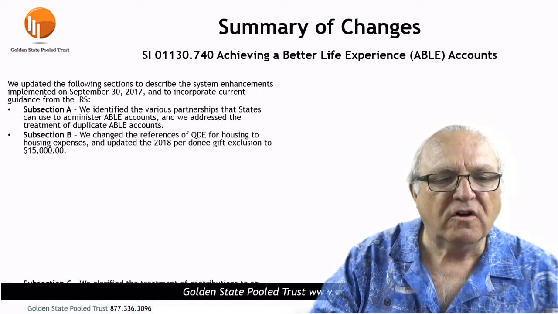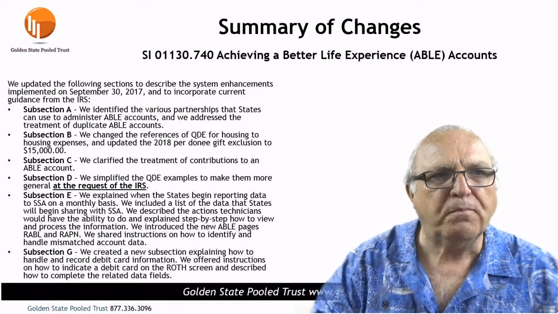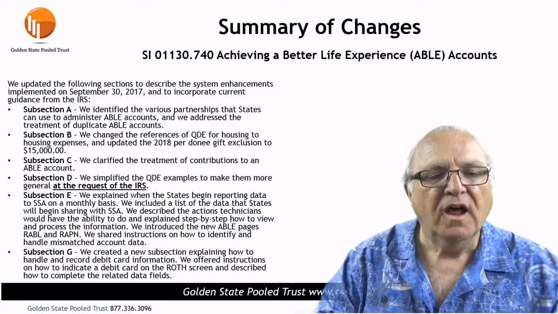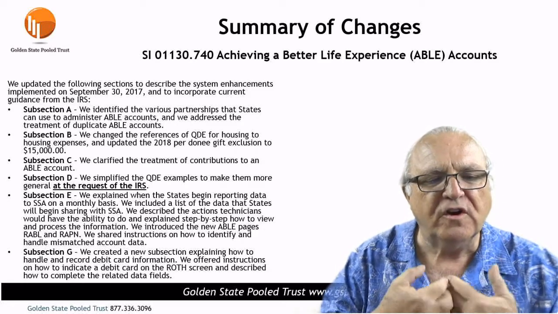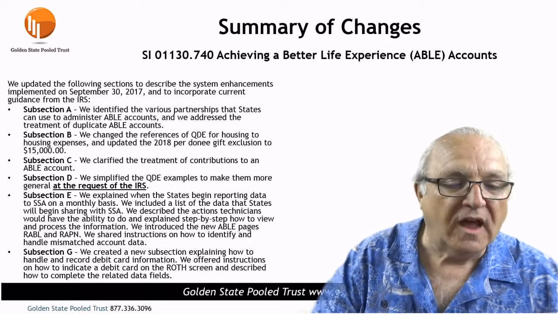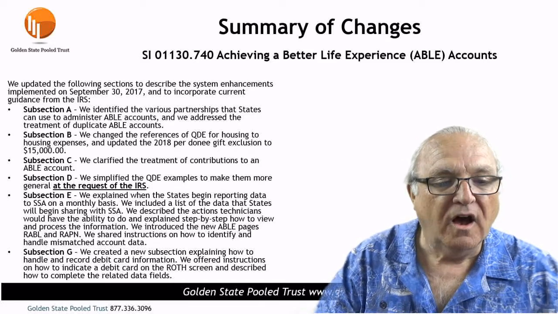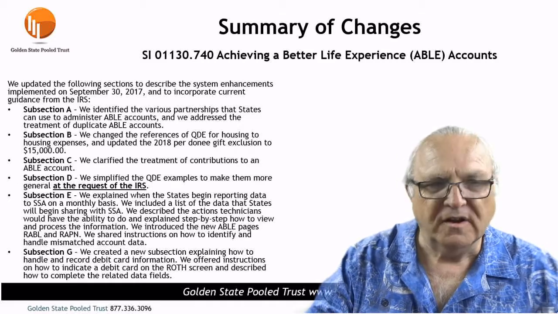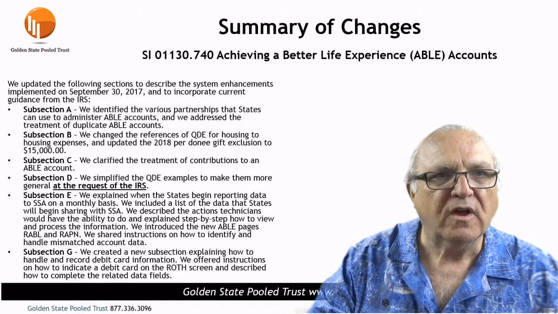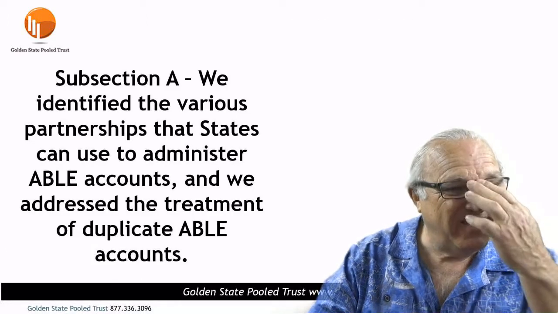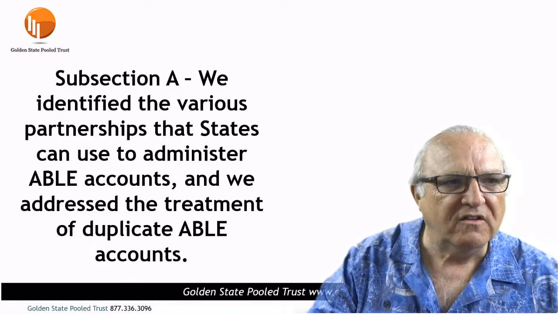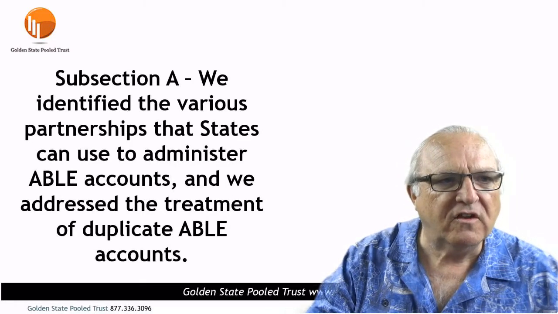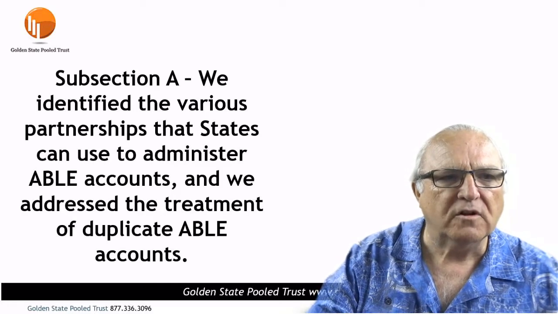Okay, so let's start going through this. If you look at the first part, it goes through the different changes that were made to the POMS. We're going to go through about 4 of them. The last couple are really more administrative and don't really affect us. In Section A, they identified partnerships with different states that can be used to administer ABLE accounts, and they addressed the treatment of duplicate ABLE accounts.